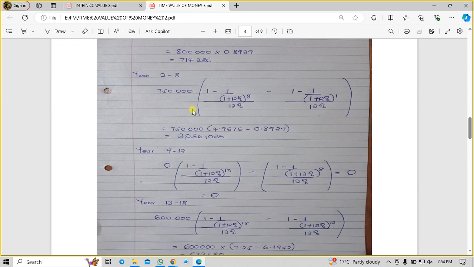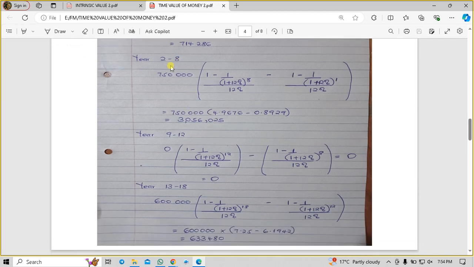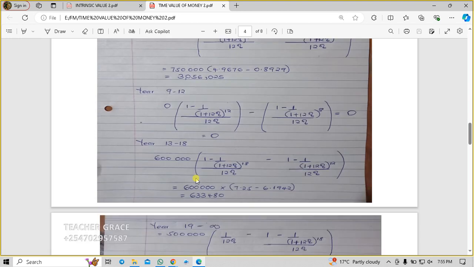So the only trick here is just to understand that we are going to take the net cash flow, which is 750,000, then 1 minus 1 over 1 plus 12% to the power 8, this divided by 12%, minus 1 minus 1 over 1 plus 12% to the power the previous. We are not going to say power 2, but power the previous. So unless there is a question on that, so that you can go to another example. Any question?